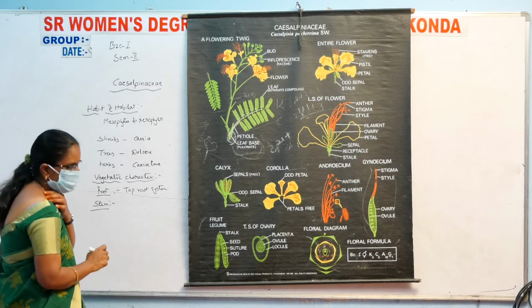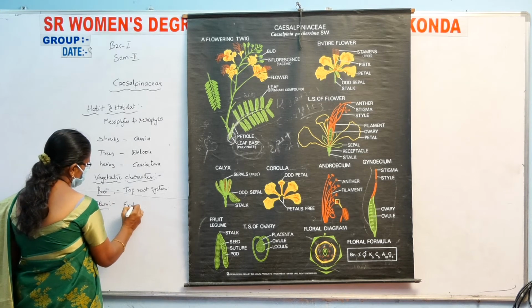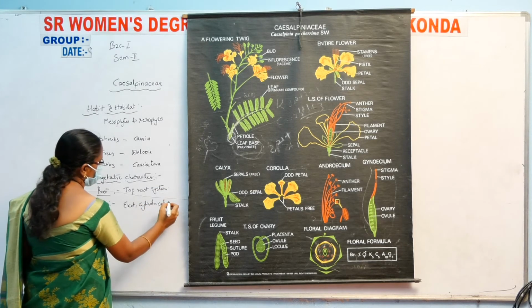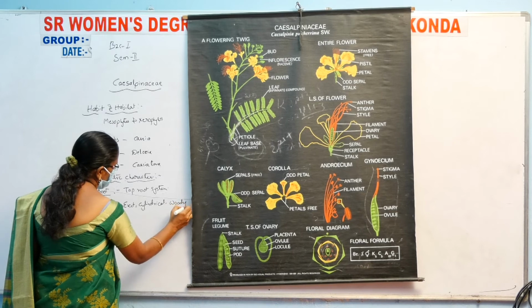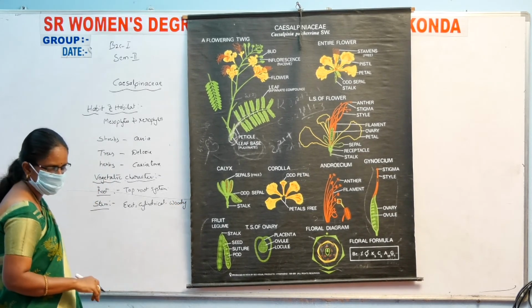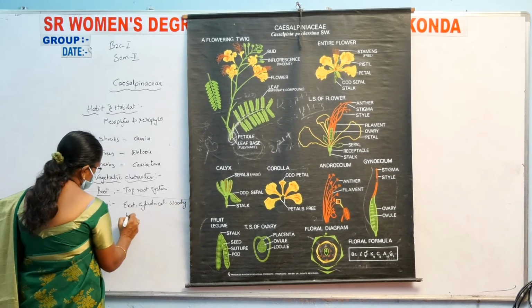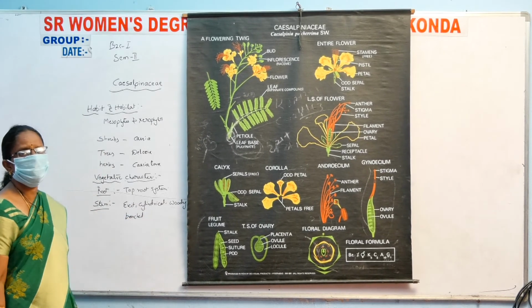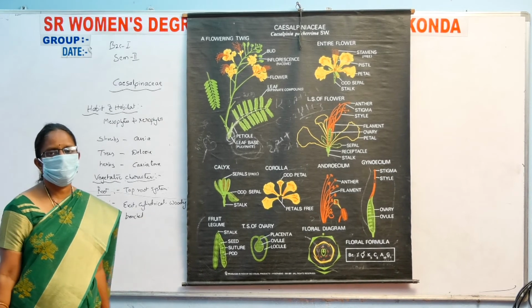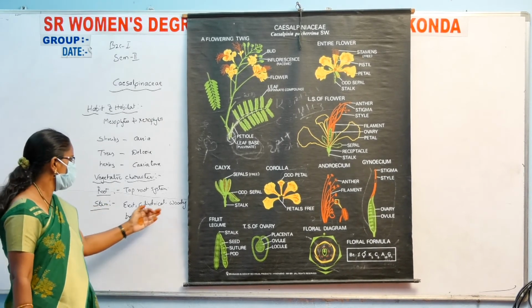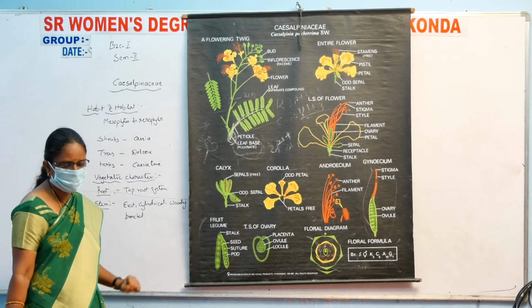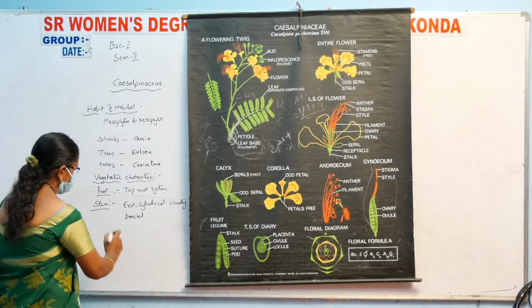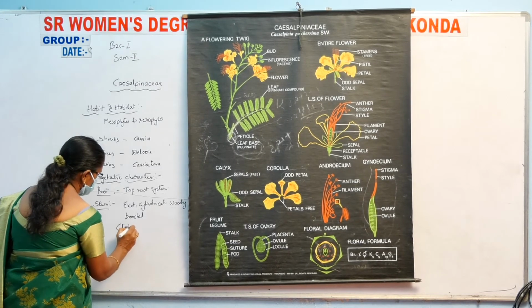The stem is erect, cylindrical, woody, and branched. Normally these are shrubs and mostly trees. The stem is woody, cylindrical, erect, and branched. Some plants are climbers.